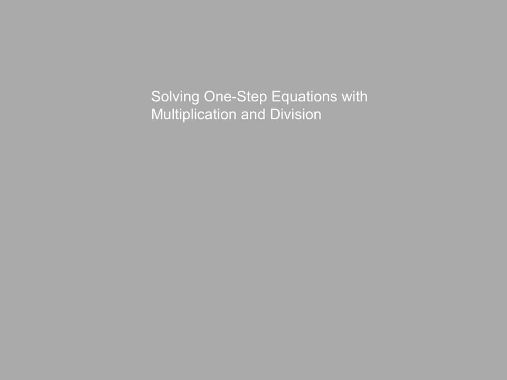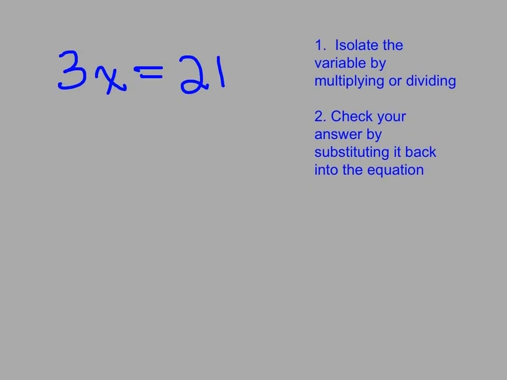In this video, you'll see how to solve one-step equations with multiplication and division. The steps to solving this equation are to first isolate the variable by multiplying or dividing, and then check your answer to make sure it's right by substituting it back into the equation.